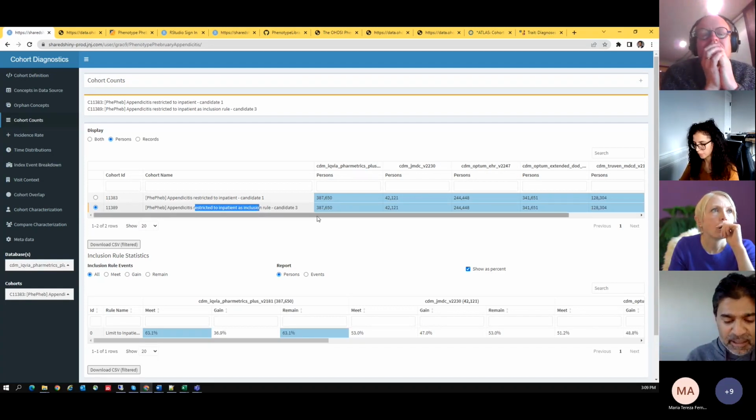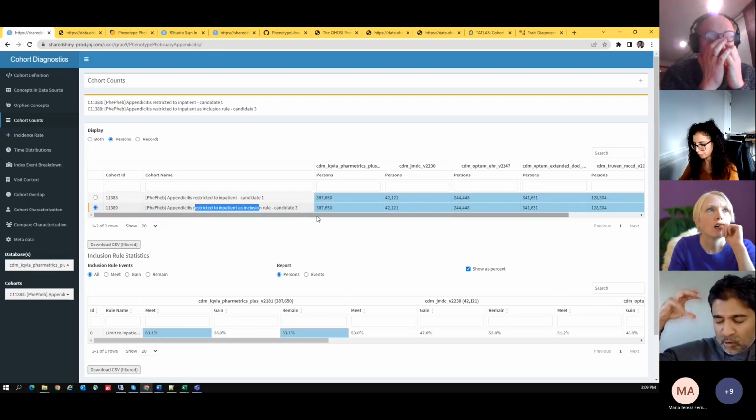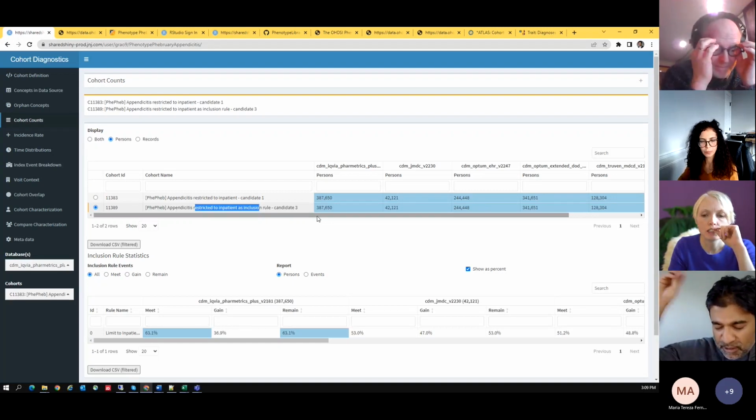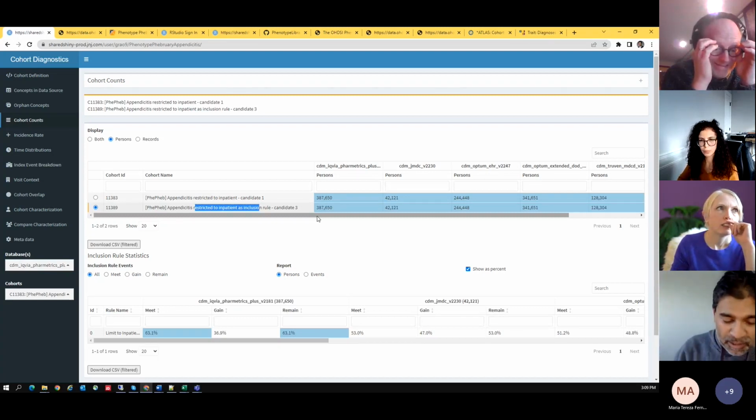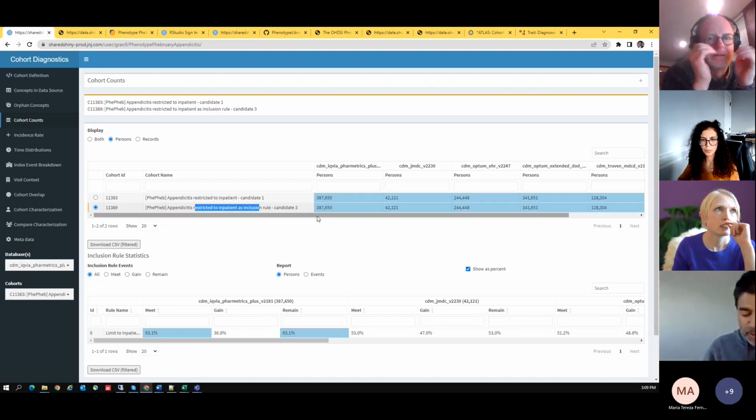Everything else is identical. The reason the submitted definition includes the requirement for inpatient in a different way is that it just runs faster. It's more optimal in terms of compute time.